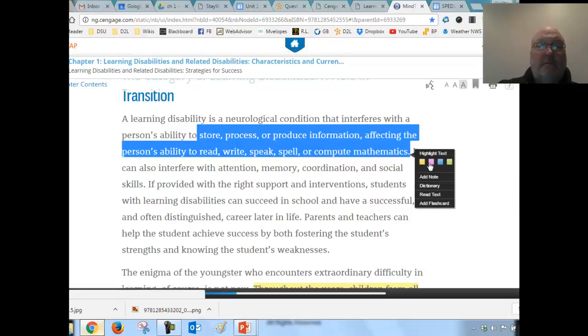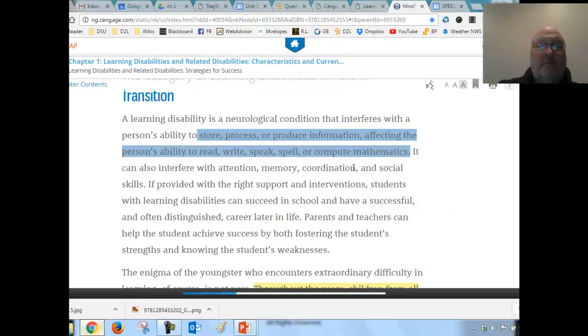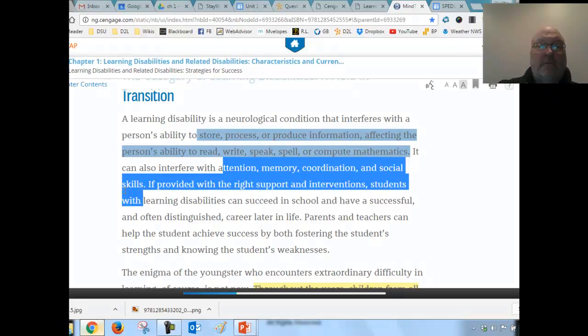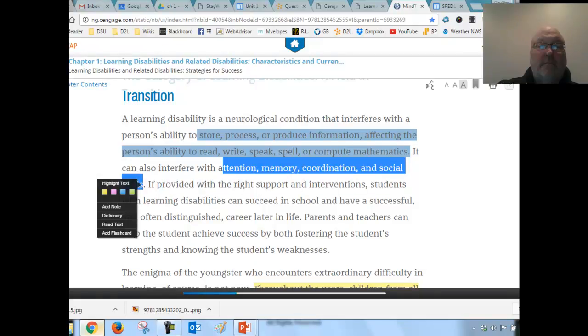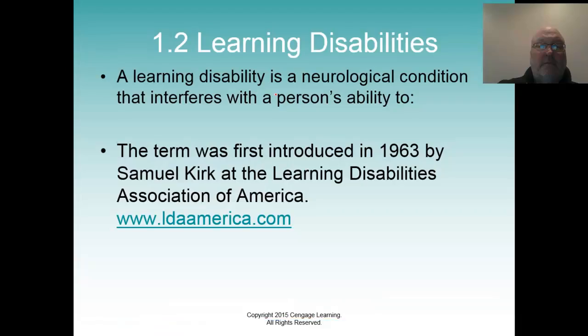Okay, and so I'll cover that for you. And then here's another one, move on, and also interfere with attention, memory coordination, social skills. Okay. I want you to bring that right here. We're going to call this number 8. And you're going to bring those all in there.